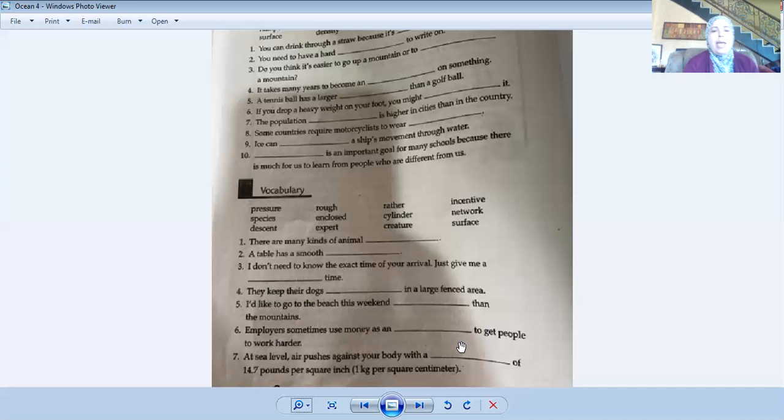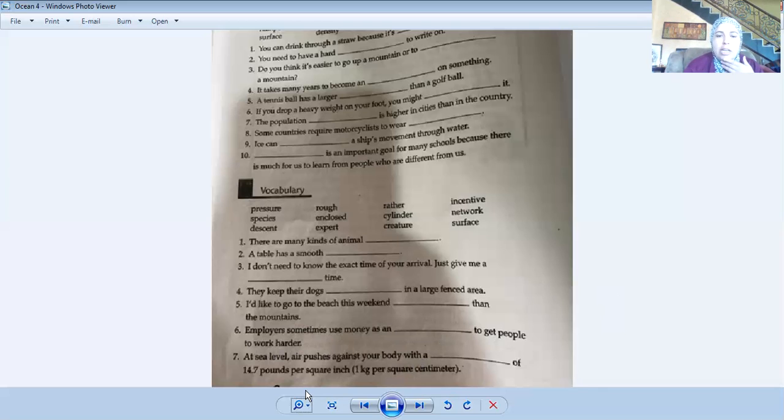Then we have 6. Employers sometimes use money. Employers are people who are owners of businesses, right? And they assign people to do certain tasks in their businesses or in their companies. They sometimes use money as an incentive, like a way to motivate their employees, to get people to work harder. Like if you do more work, you'll get more money. Yeah, and then the employee would want to do more work to get more money.